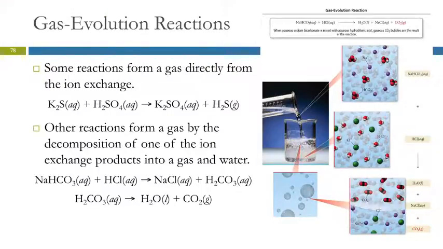Okay, gas evolution reactions. These come in 2 forms. One form, you get a gas forming directly by ion exchange. So this is an example, K2S reacting with sulfuric acid. You swap the partners, you get K2SO4, and you get H2S. Now, I would expect you to look at H2S and think, oh, that's an acid. Well, technically, it is an acid, but it's just going to bubble out of the solution and act like it's going to be a gas.